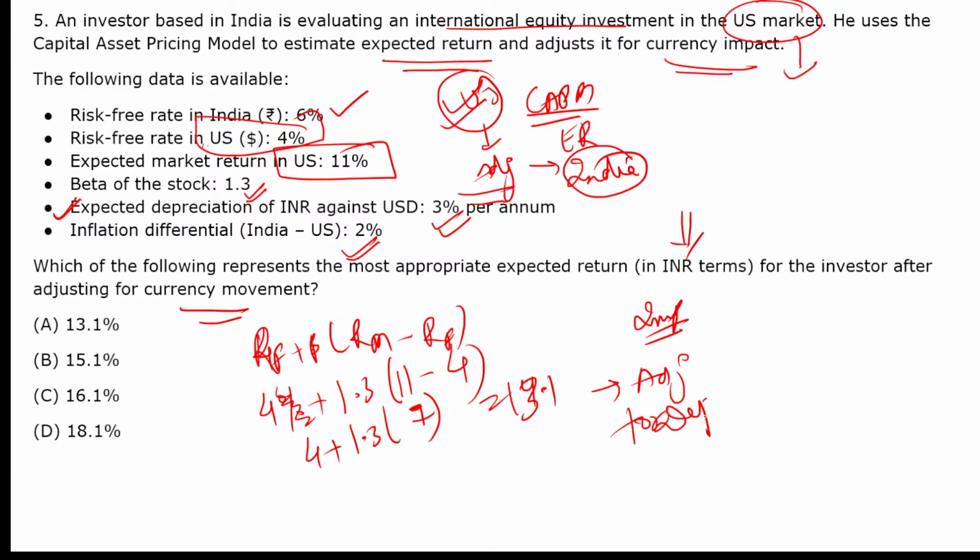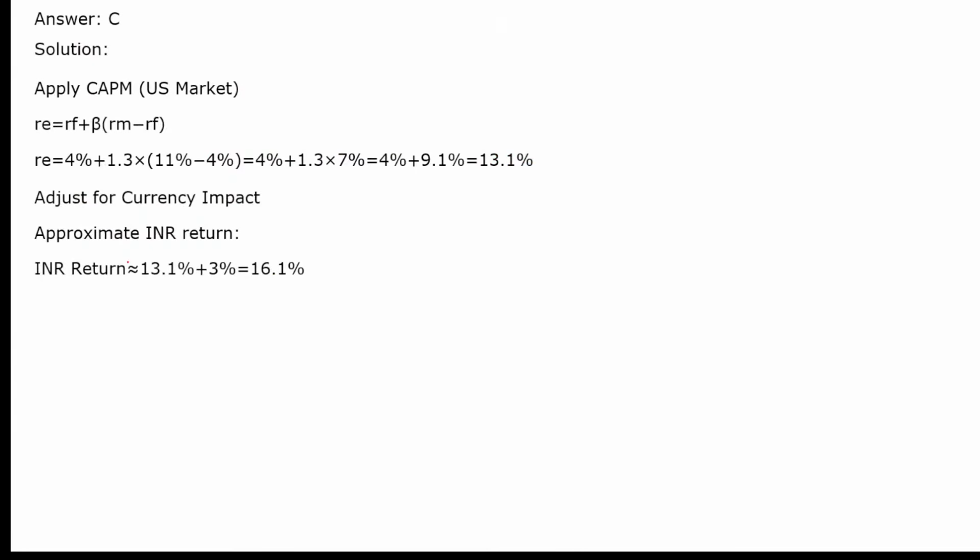Adjust it for depth. So it will be 13.1 plus 3% because there is a depreciation of INR. Because of depreciation, the Indian rate of return will be different, which will be 16.1%. So C is the correct answer.